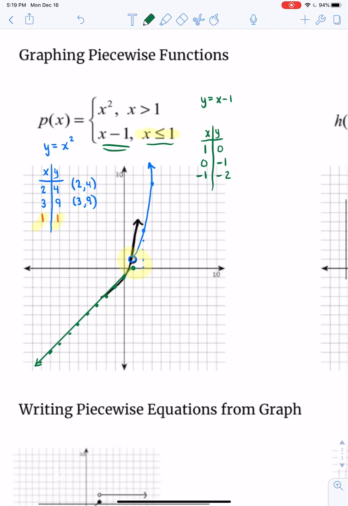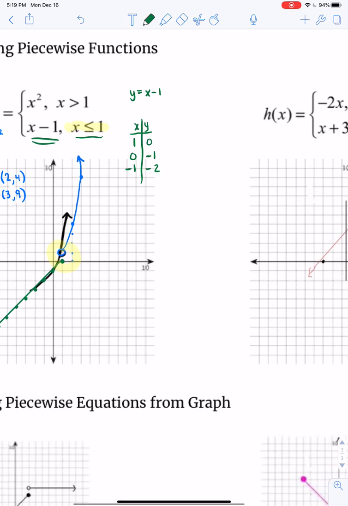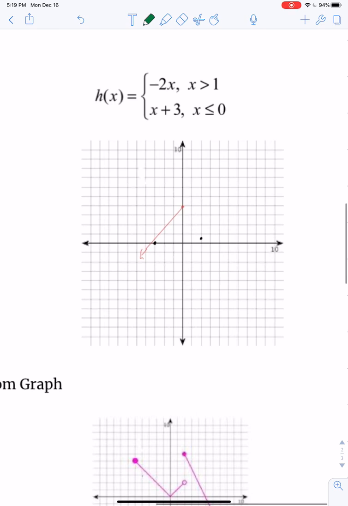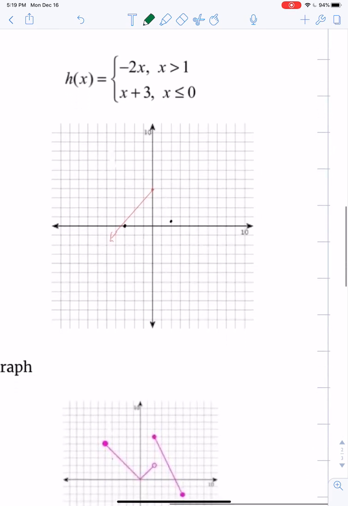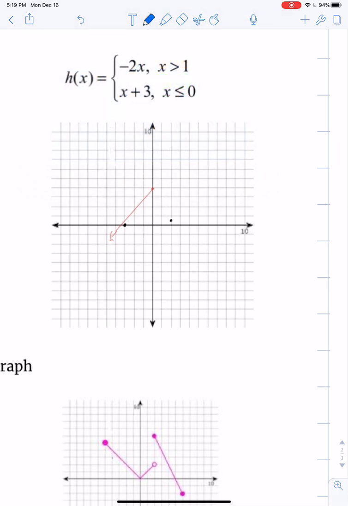I think picking XY tables of values is one of the best ways to do this. Let's try the next one. If you want to pause it and try it on your own, you can, or if you need more help, we can do it together. So let's use blue for the first rule. The first rule says x is greater than 1. If x is greater than 1, then we're going to use this function.